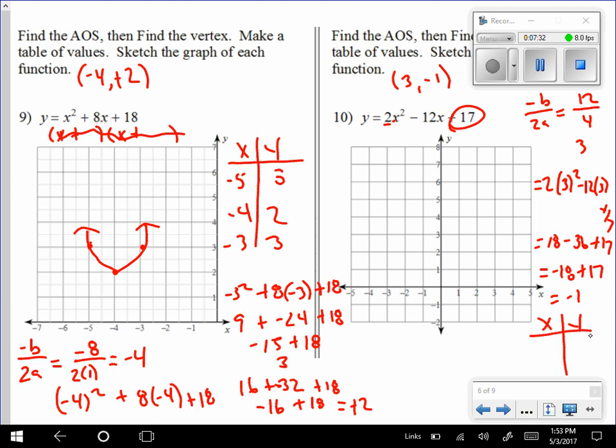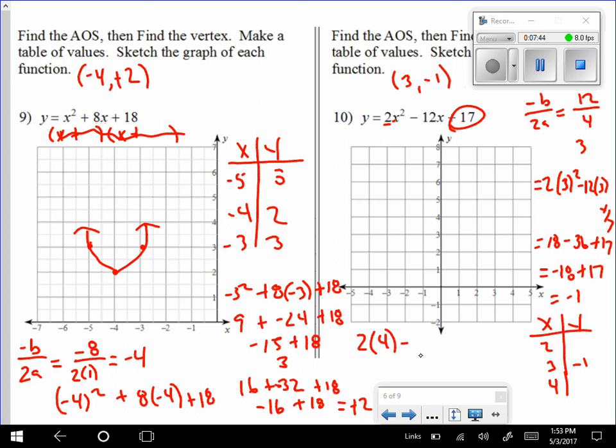So 3, negative 1. And they couldn't just make it easy on us and have 17 on our graph, so here we go again with our XY charts. 3, negative 1, so we could do 2 or 4. So I'm going to plug 2 in there. So 2 times 4 minus 12 times 2 would be 24 plus 17. So we got 8 minus 24 plus 17. So we get negative 16 plus 17, or 1. So 3, negative 1. 2, 1. And 4, 1. There we go.